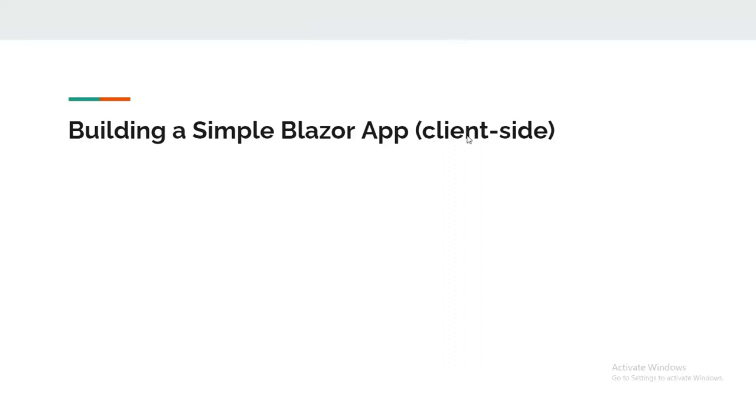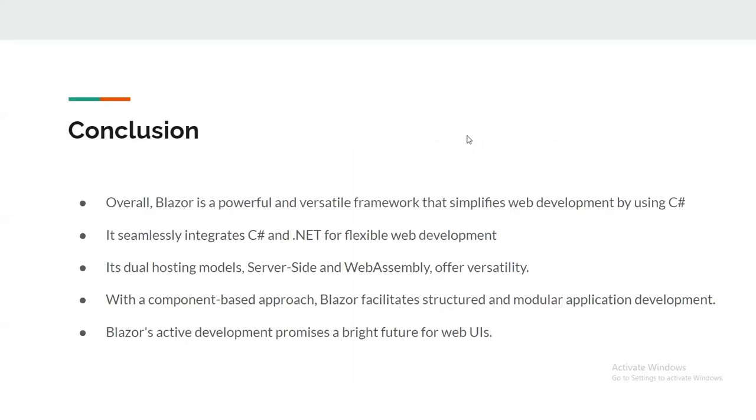I hope the example I showed was clear to you. That's about the example. Then the conclusion part: I described what Blazor is, why to use Blazor, the different hosting models, the folder structures, and the differences between Blazor Server and WebAssembly. I hope it's clear to all.